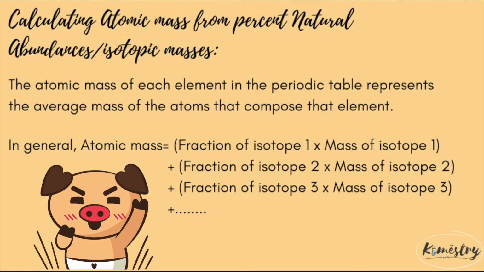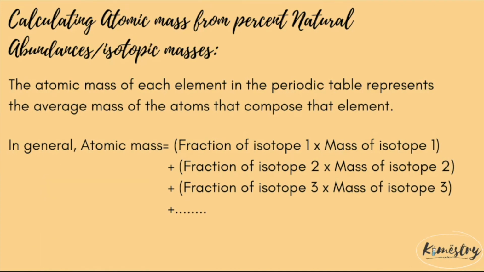Okay, so one last thing, calculating atomic mass from percent natural abundances and isotopic masses. So the atomic mass of each element in the periodic table represents the average mass of the atoms that compose that element. So in general, atomic mass is going to be equal to fraction of isotope 1 times mass of isotope 1 plus fraction of isotope 2 times mass of isotope 2 plus fraction of isotope 3 times mass of isotope 3, and etc.